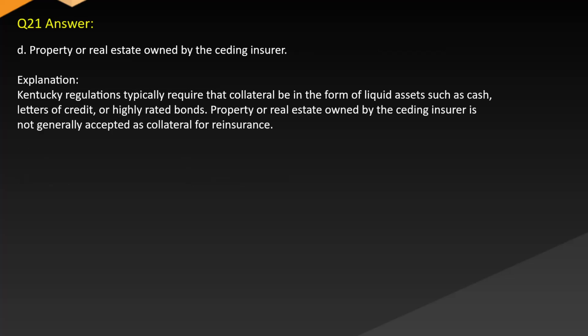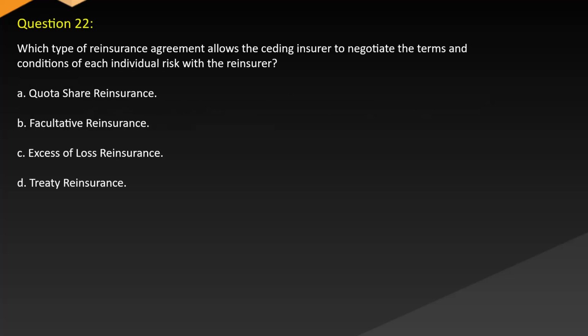Answer: D. Property or real estate owned by the ceding insurer. Explanation: Kentucky regulations typically require that collateral be in the form of liquid assets such as cash, letters of credit, or highly rated bonds. Property or real estate owned by the ceding insurer is not generally accepted as collateral for reinsurance.